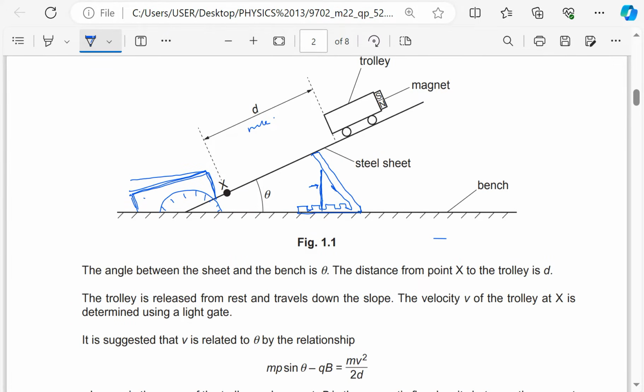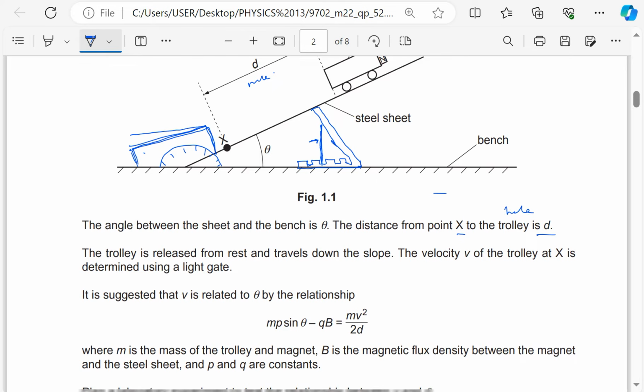Okay, so the angle between the sheet and the bench is theta. The distance from X to the trolley is D. So I'll measure D using a ruler. I'm now coming up with a sketch of what I'm going to write in the essay. The trolley is released from rest, which means the initial velocity is 0, and travels down the slope. The velocity v of the trolley at X is determined using a light gate.